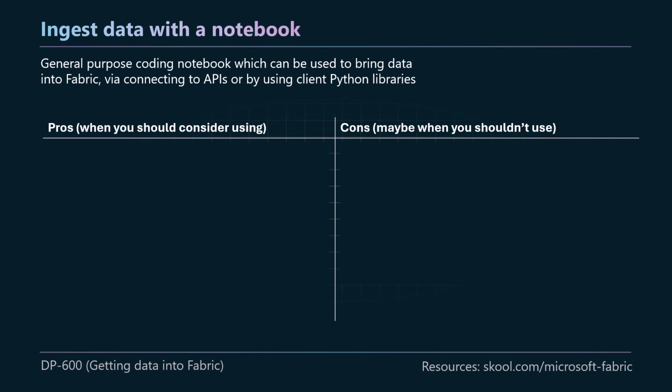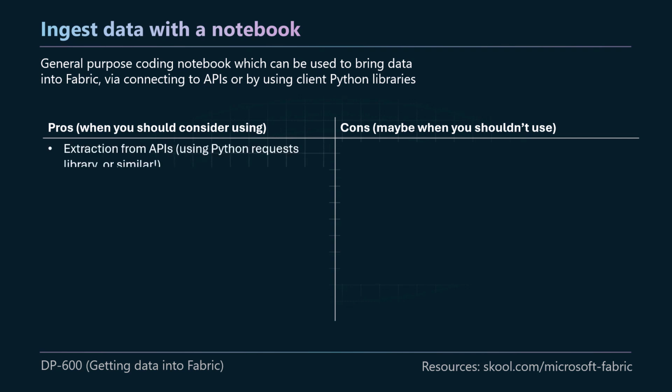So, for example, if you have a third-party SaaS product like HubSpot, a lot of the big ones have Python libraries that you can use to bring data in, as well as a lot of the Azure tooling. So Azure Data Lakes, for example, have a Python client that you can use to bring data in. That's another option with the notebook.